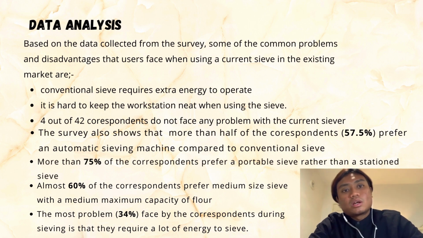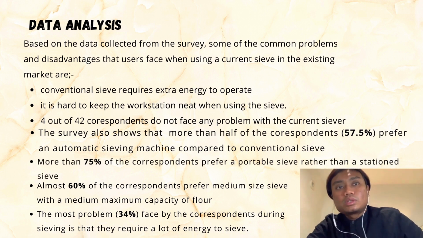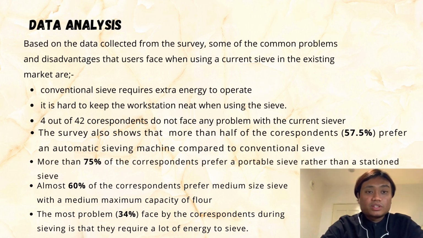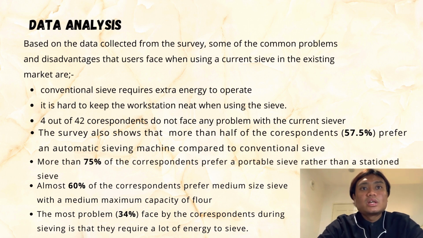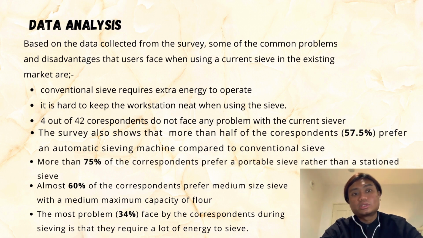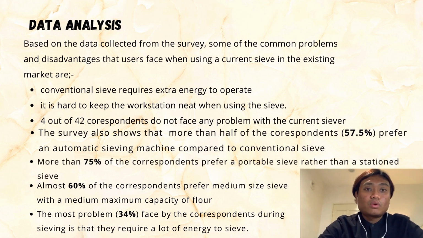One of the few problems and disadvantages that our group has found is that the conventional sieve requires extra energy to operate, and it is hard to keep the workstation neat during sieving. Then 4 out of 42 respondents do not face any problem with the current sieve. The survey also shows that more than half of the respondents, about 57.5%, prefer an automated sieve machine compared to a conventional sieve.